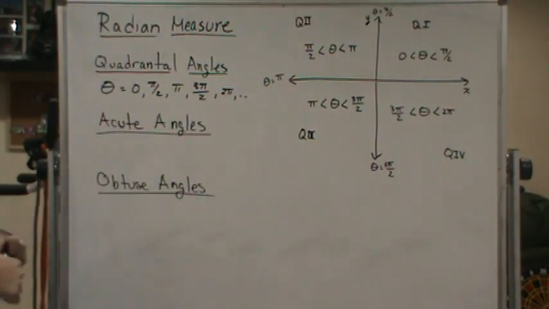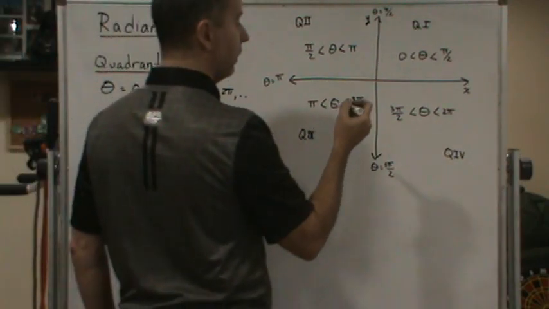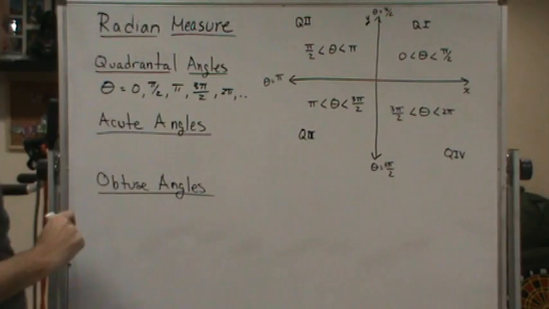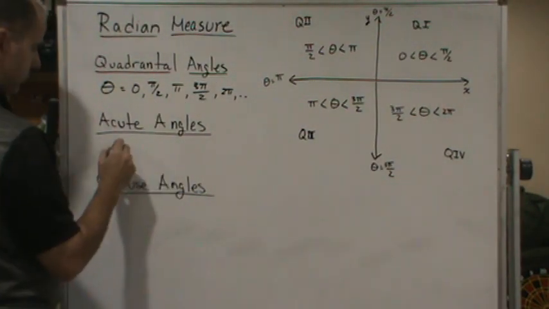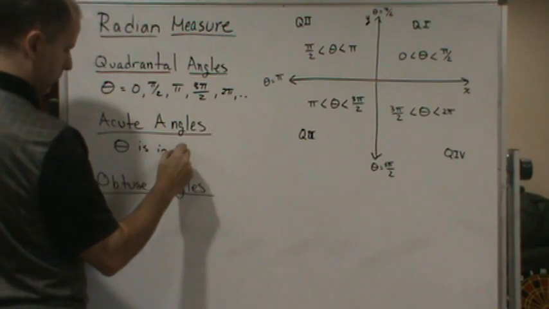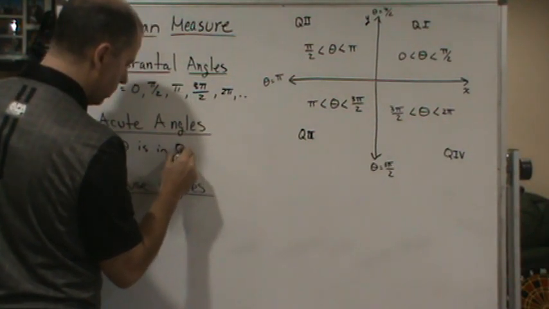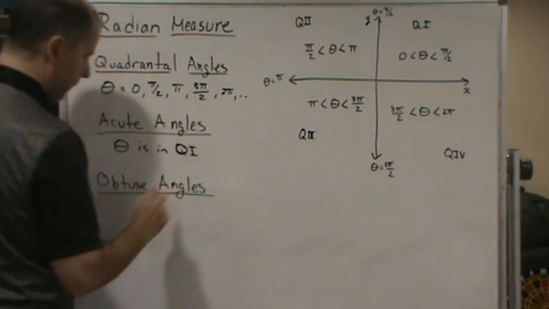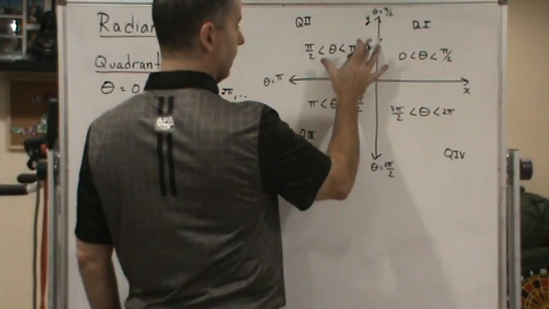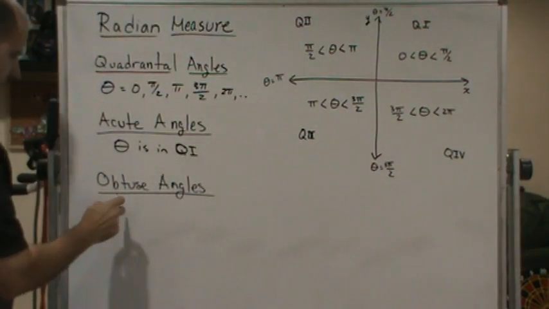Now, if an angle is in quadrant 1, then we call those acute angles. If the angle is in quadrant 2, we call those obtuse angles.